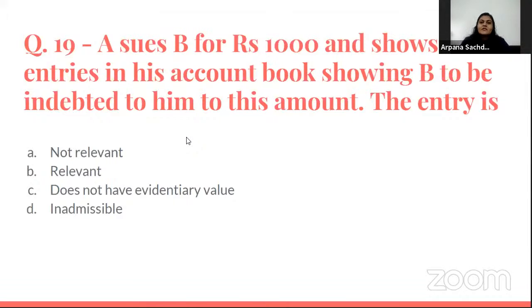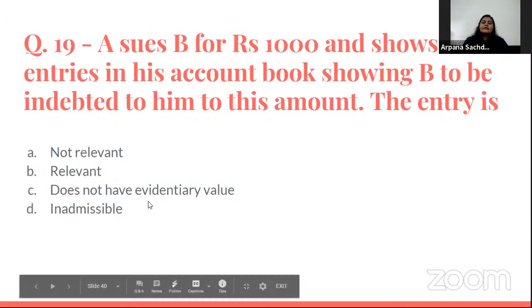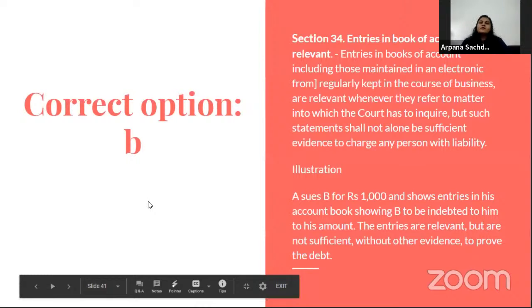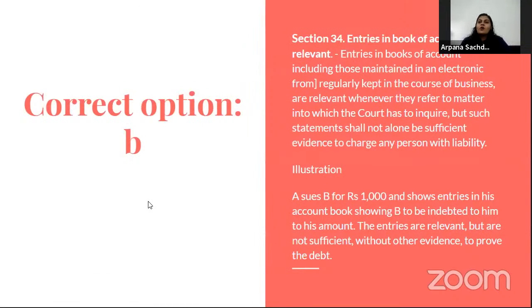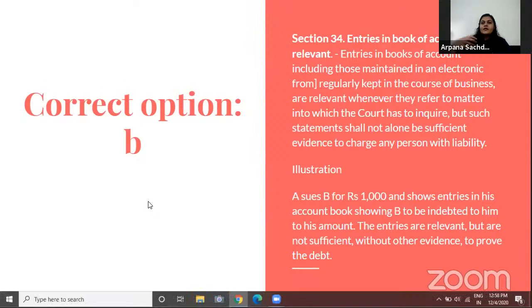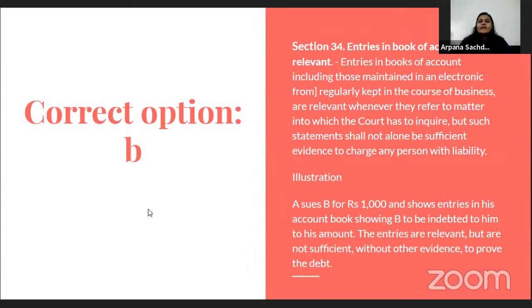Okay, so the time is up for this question. The correct option for this particular question is option number B, that is, it is relevant. When we talk about section 34, section 34 talks about entries in books of account when relevant. It says that entries in the book of account, which are generally maintained in the course of business, are relevant as evidence in the court.